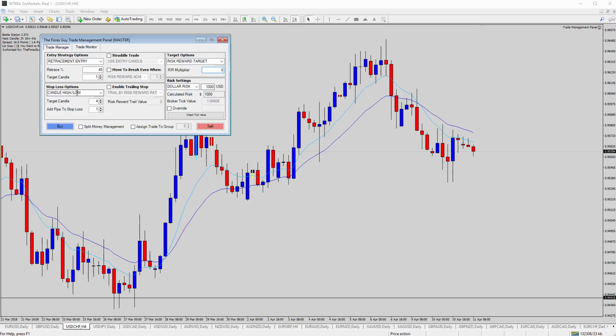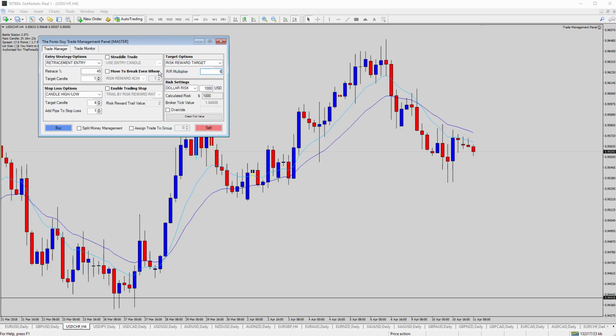You set your dollar risk how you want. That's one of the popular things of this panel. It's basically you traders just love the feature of being able to put in a dollar risk into your trade ideas and letting the panel calculate all the math behind the lot sizing and that.